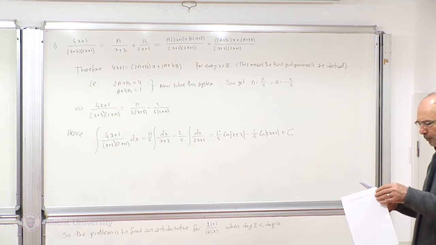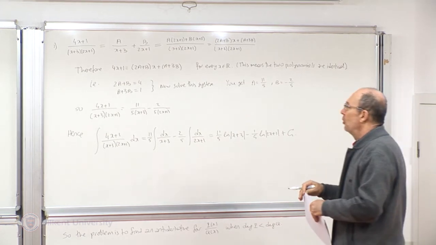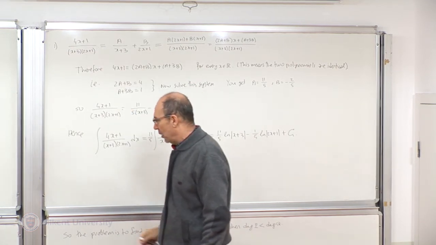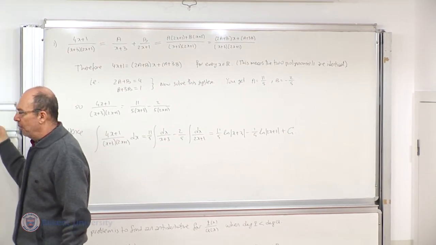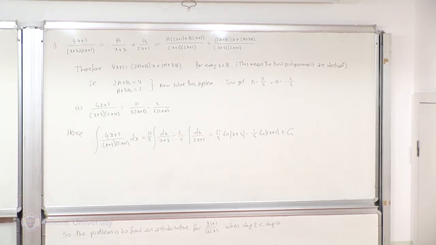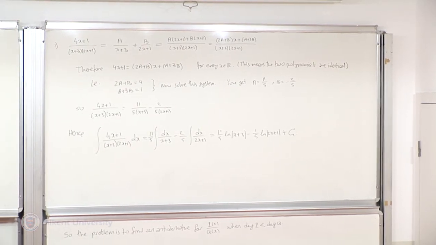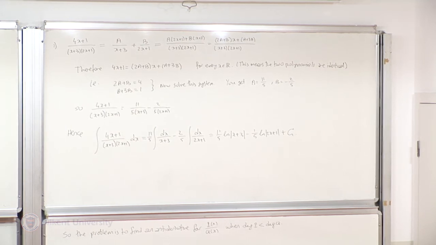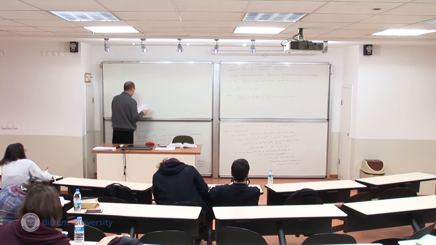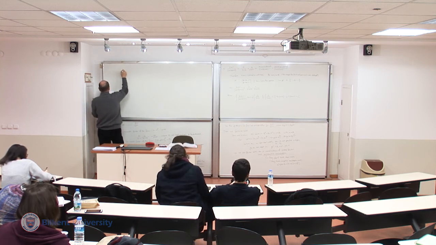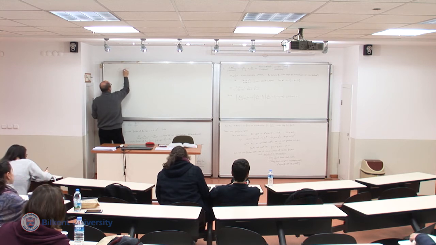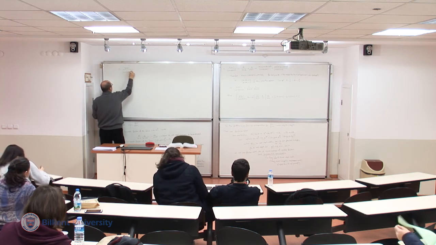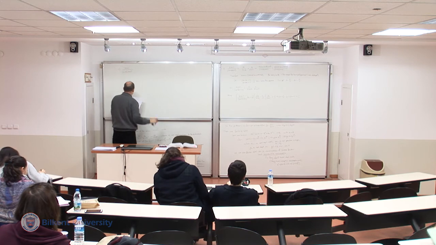So let us do, now in the next example, let us have squares here and see what happens. How time flies. Okay, so this time we have (3x plus 1) over (x minus 1) squared times (x squared plus 1).